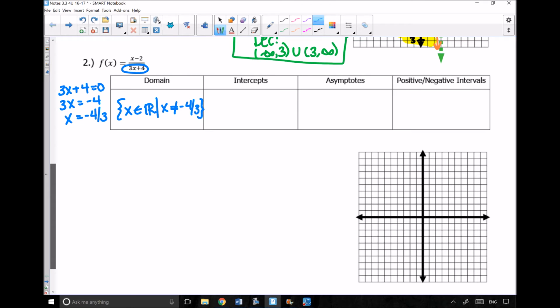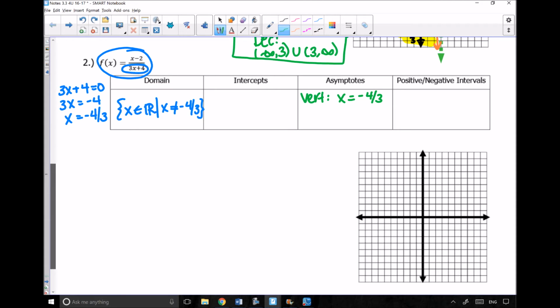-4/3. Because this didn't simplify for me at all, there's no common factors in my function right here, I can go straight to saying that I have a vertical asymptote at x equals -4/3. So we'll say this is a vertical one at x equals -4/3.